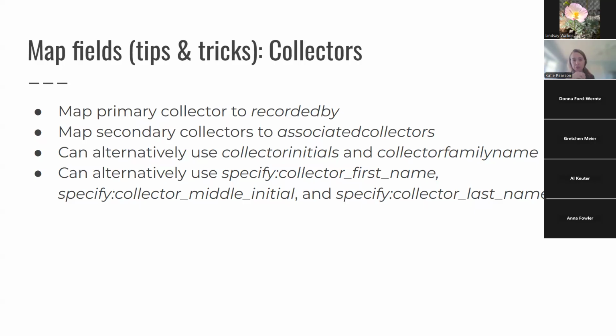The duplicate matching tools might not work super well if you have all of your collectors in recorded by or in the primary collector field. That's the main reason why there's separate fields for collector versus associated collectors. So it's kind of up to you. And if you have like 100 records in your file, I think it'd be worth it to just try to do the parsing in your spreadsheet before you try to upload it. But again, up to you.